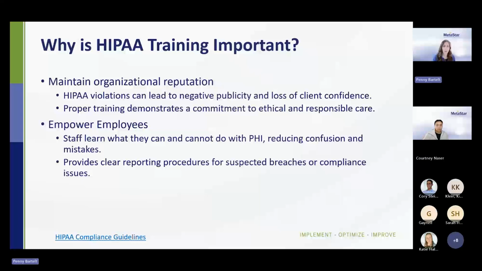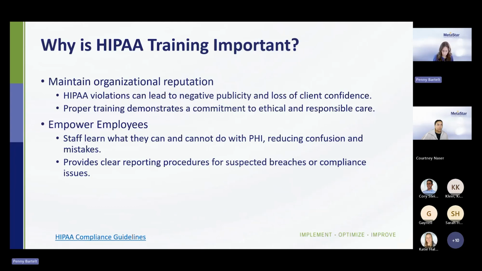It helps maintain your organizational, that's a tough word today for me, reputation. So not making the news is a good thing for a HIPAA violation, right? We have all seen the reports of people who've had things happen, and we know that can lead to some loss of client confidence and hurt our reputation. It also empowers employees to learn what they can and cannot do with PHI. This helps reduce confusion and mistakes, and it's also important to have reporting procedures that staff know.